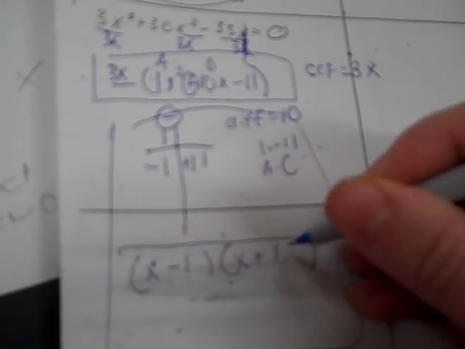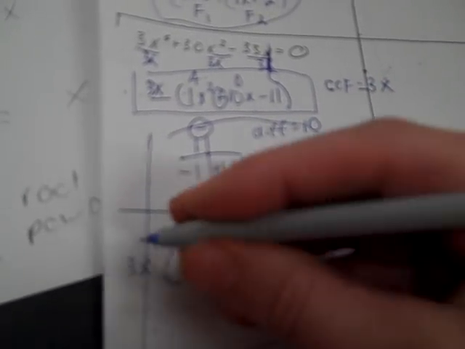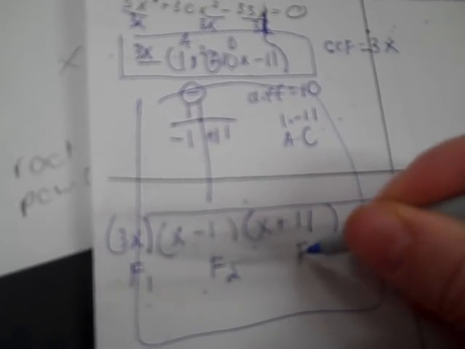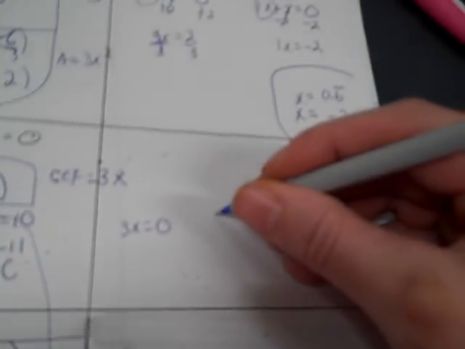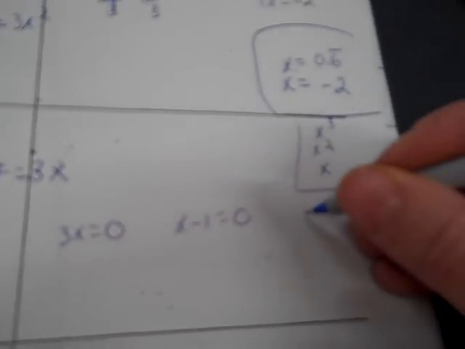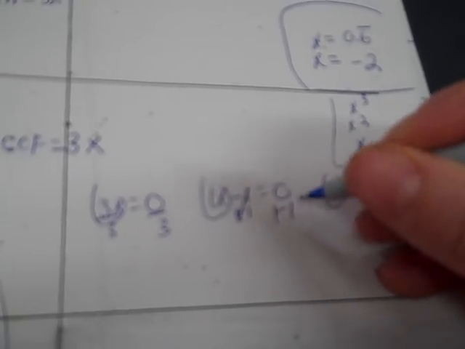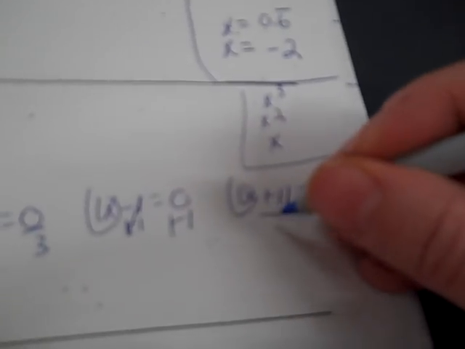Minus 1, plus 11. Now, we had a GCF of 3x. Since that has an x, I need to put it in parentheses, and that's F1, that's F2, that's F3. So F1, 3x can equal 0. x minus 1 could equal 0. x plus 11 could equal 0. So I box my x's, all of them. Divide by 3 here, and that's 0. Plus 1, that's 1. You don't need to divide by 1. Negative 11.